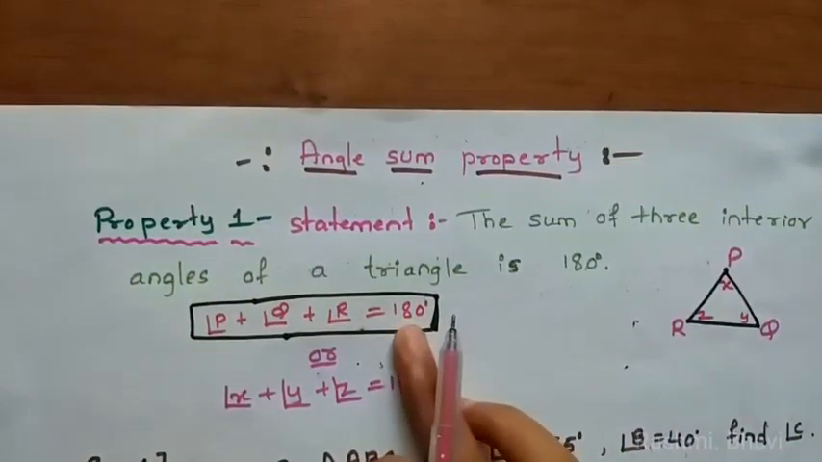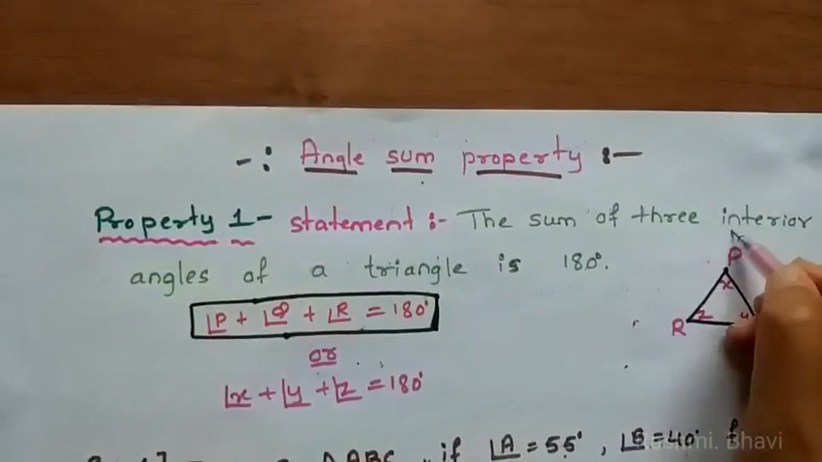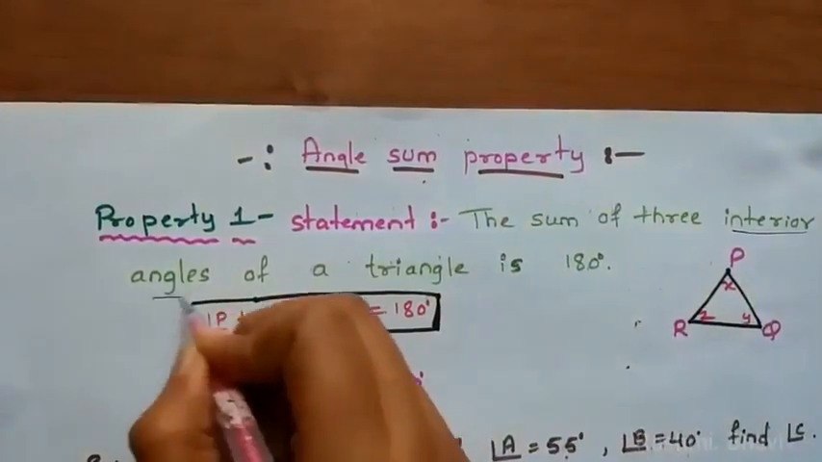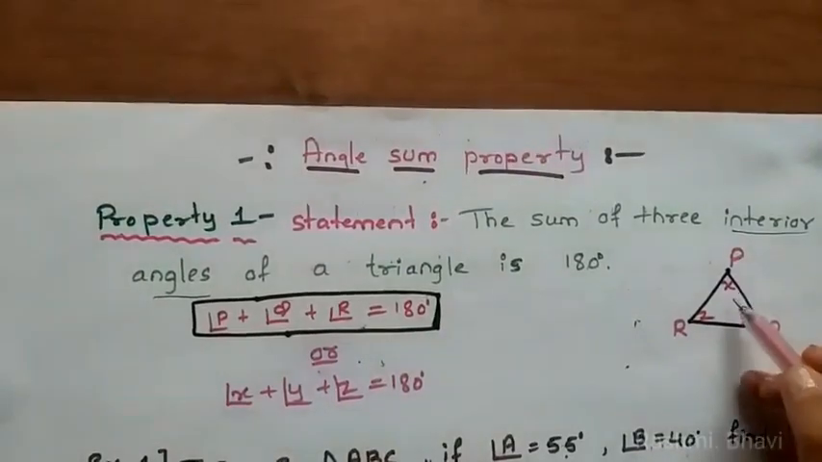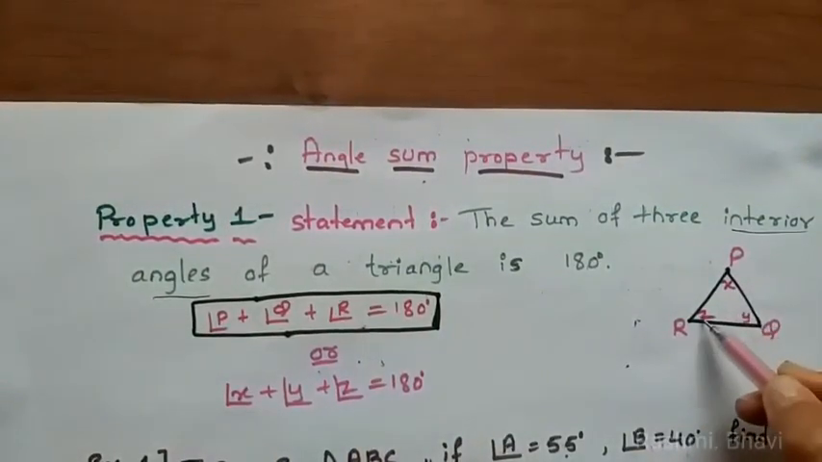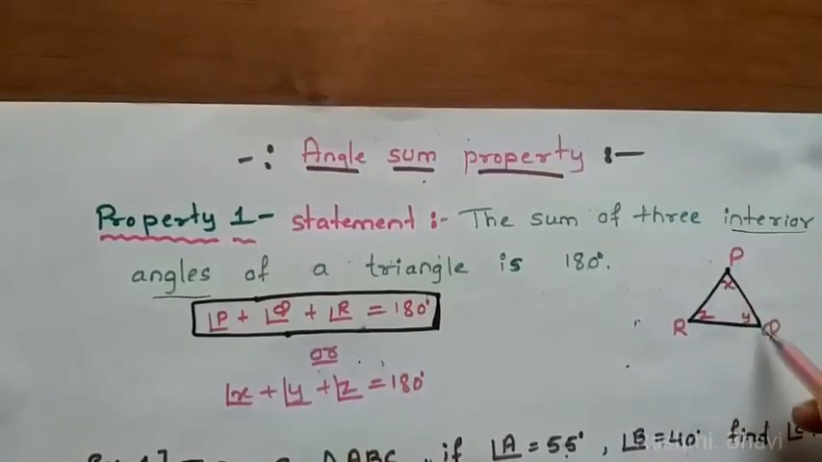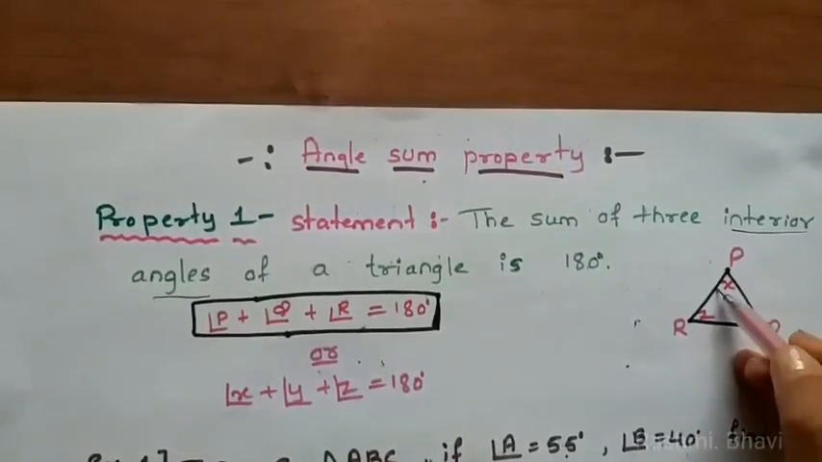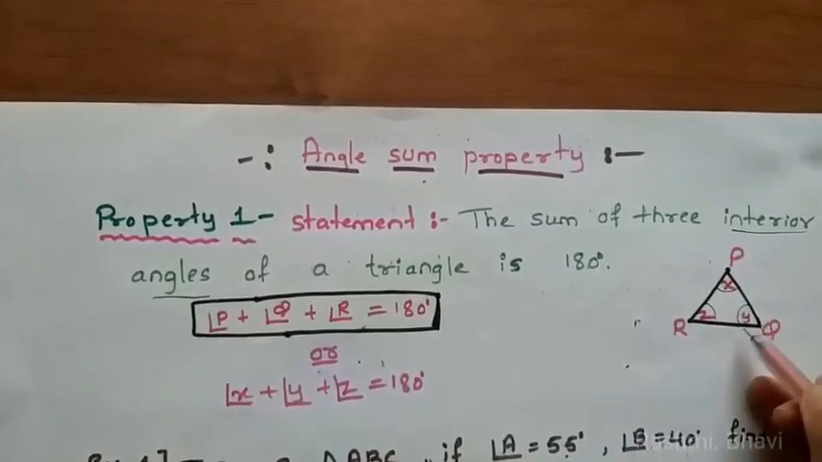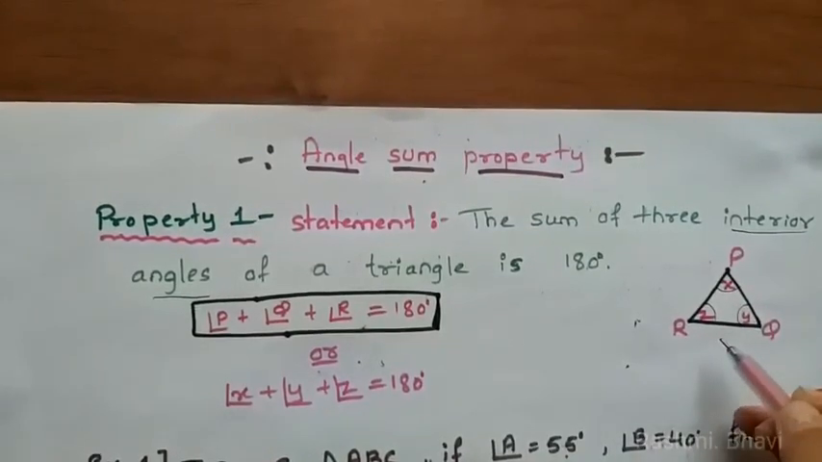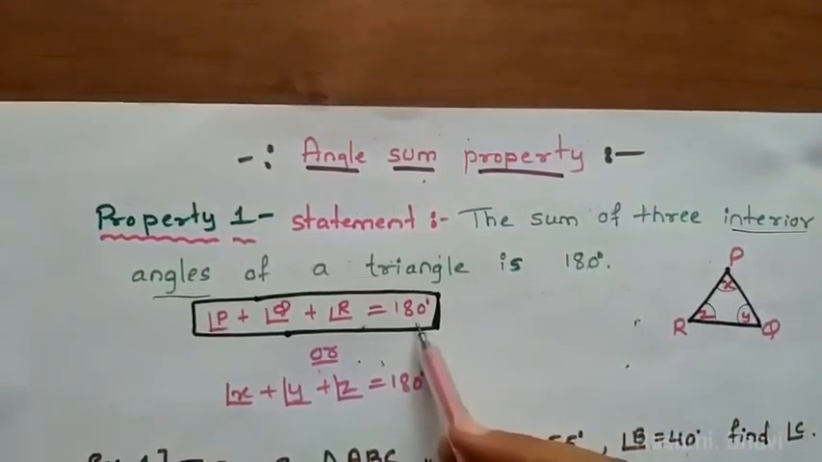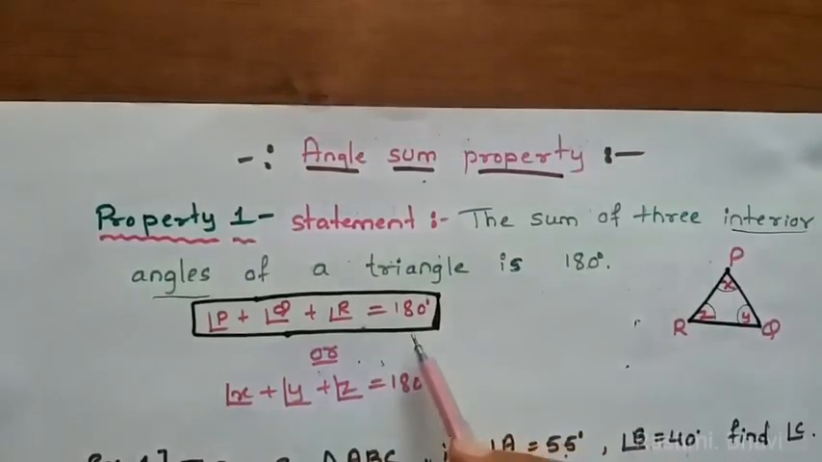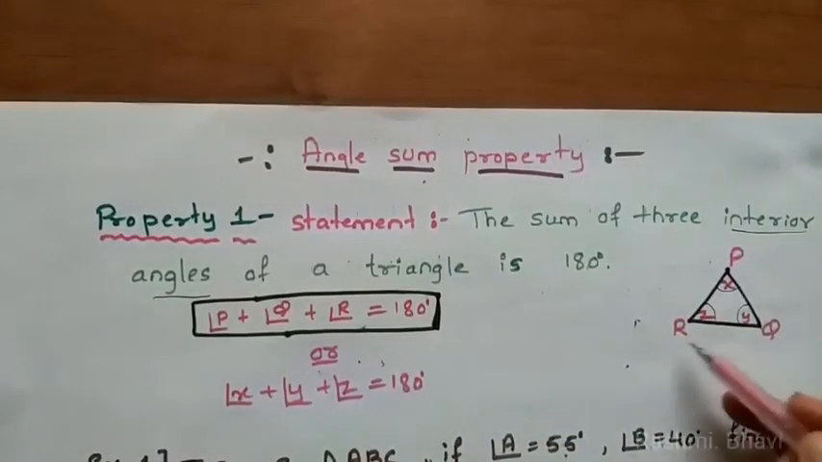180 degrees. Here we have to know about the interior angle. What is the meaning of interior angle? Interior angle means the angles inside of the figure. Just check it here. X, Y, Z are the angles which are inside of the triangle. Those that are inside of the triangle are said to be interior angles. When we add angle X plus Y plus Z, its sum is always equal to how much here? 180 degrees.